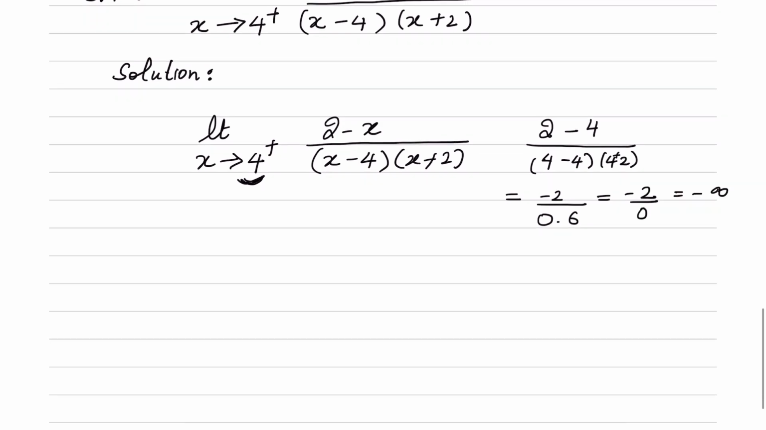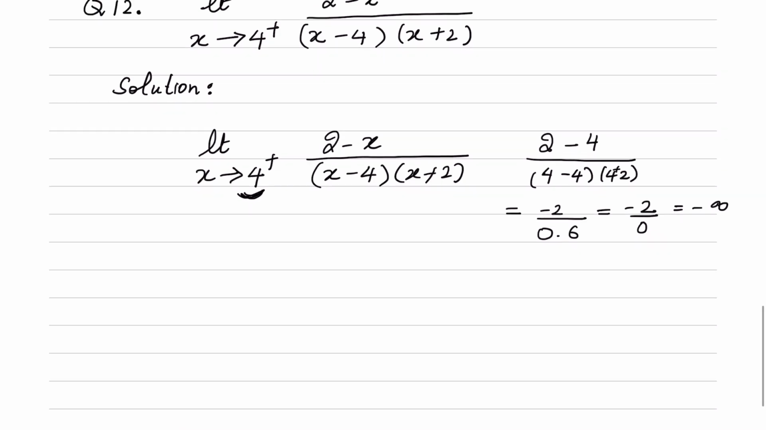Now we know the rule. Whenever we get infinity or minus infinity, we split our question into two parts. We find the left hand limit and right hand limit and put the right sign of infinity. But in this case, we will not split because our question is to find the right hand limit, meaning find the limit when x is approaching 4 from the right of 4. So we will only find the right hand limit.